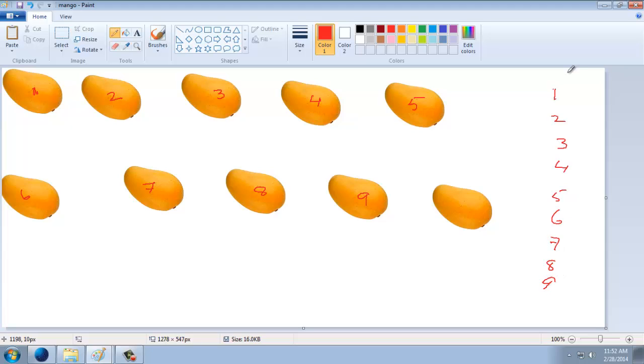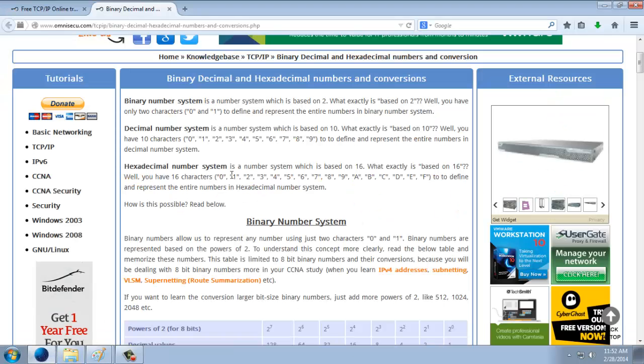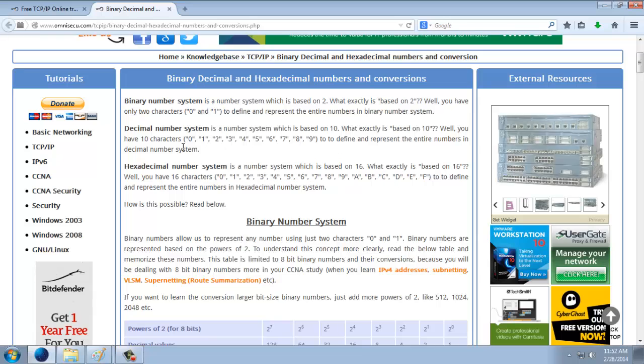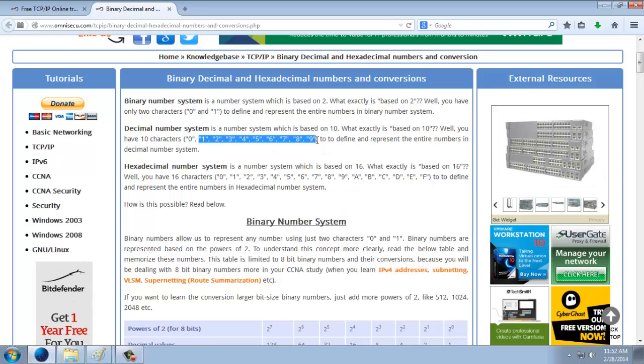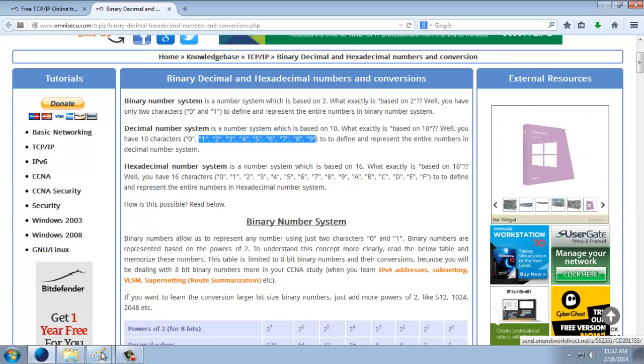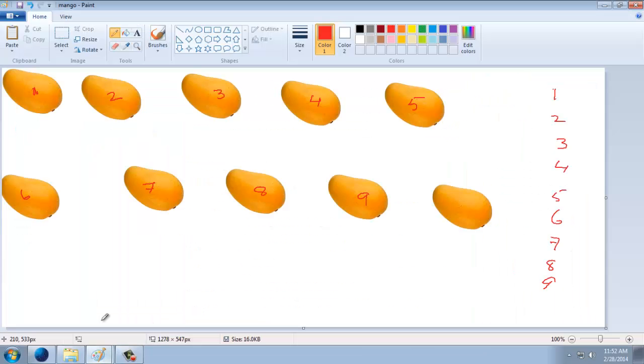Now our numbers are over. If you talk about the characters, we have used up to 9, and we don't have any characters left. So what is the next number? 10. How will you represent the 10 here?